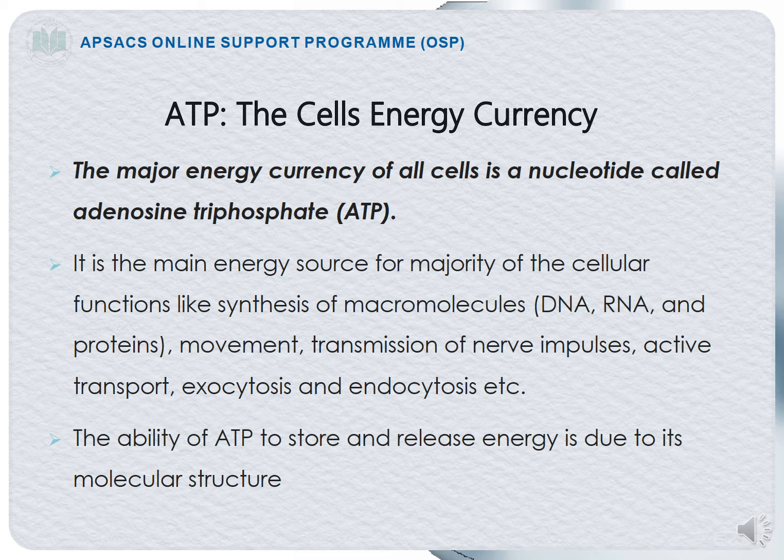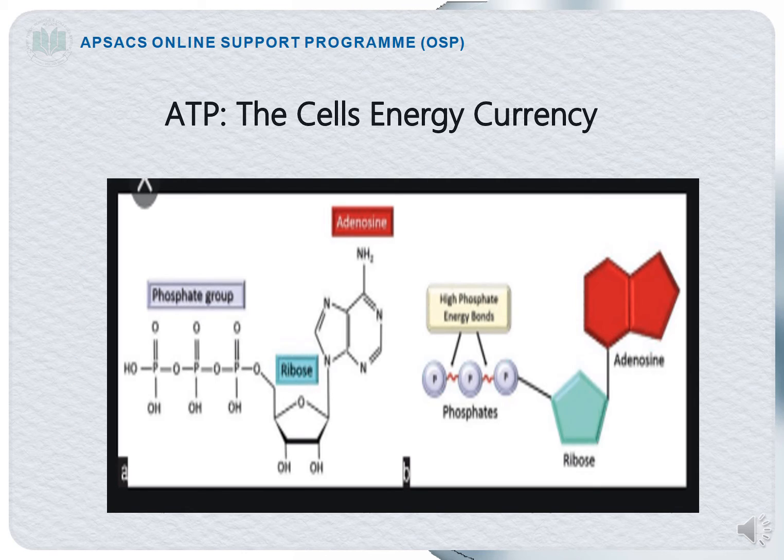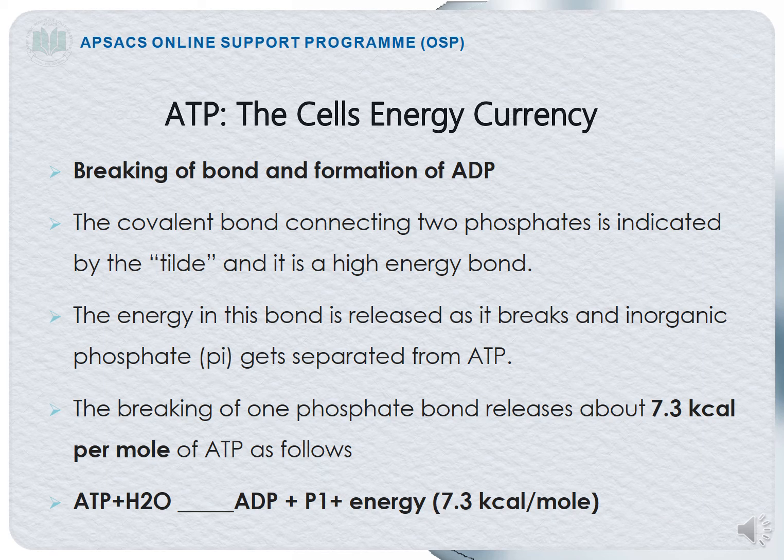Now what is that thing which makes the ATP able to store and release the energy? It is the molecular structure. If you look at the molecular structure of the ATP, the 3 phosphates are attached with a tilde line, right? In this slide, if one phosphate is removed from the ATP, then 2 phosphates are left behind. So that's why it is called ADP.